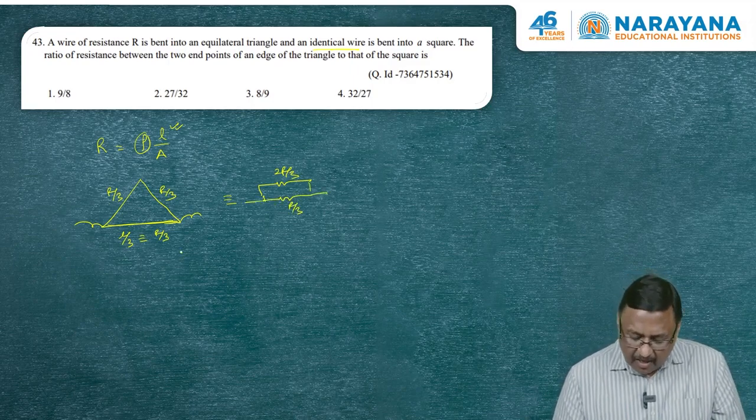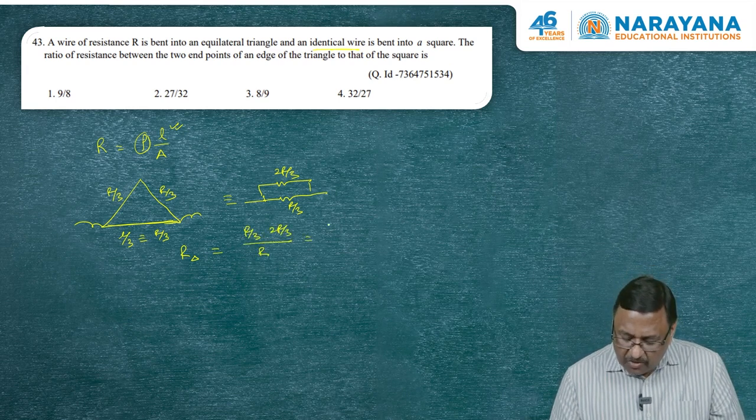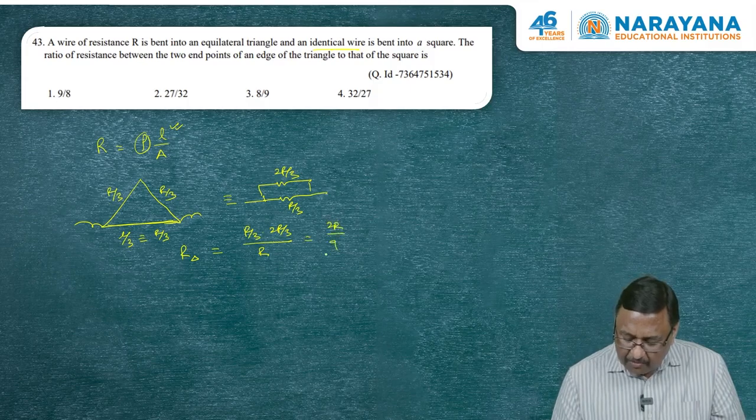That means if I write the resistance for the triangle between the two ends, it is R1 R2 upon the sum. I write R by 3 into 2R by 3, upon the sum of the resistance, which is going to be R only. So I can write it is going to be 2R divided by 9.